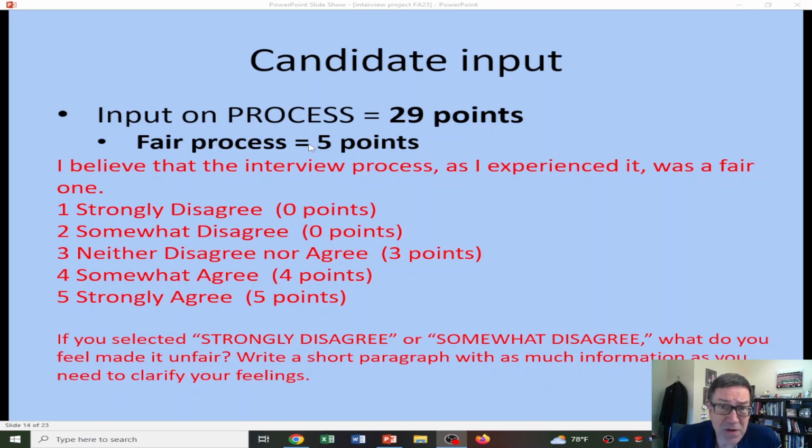And if you get a 4, it's probably not because the process wasn't fair, but because they're one of the harsher graders, and it's hard to get a 5. So don't be too upset if you get a 4 instead of a 5. But if you treat them well, if the questions relate to the job description, you're probably going to get good scores on this as well.